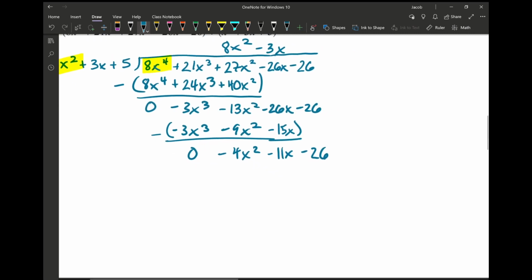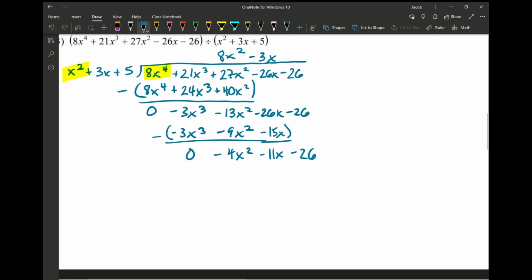And then last time we have to play this game, we need to multiply by negative 4, so negative 4x squared, minus 12x, minus 20, subtract, and then we'll see what remainder we have. This is 0, this is x, and then this is minus 6. So our remainder is a binomial divided by that trinomial.